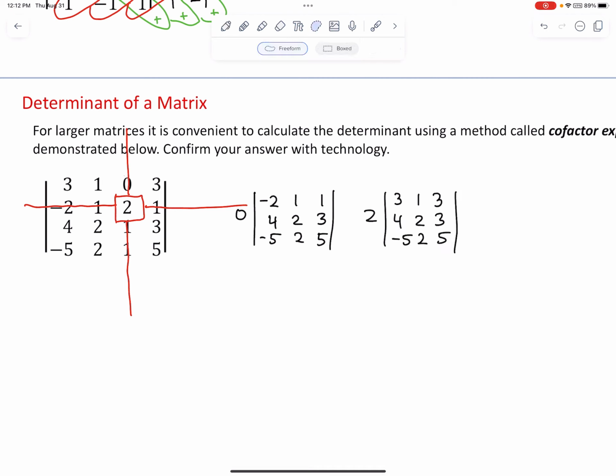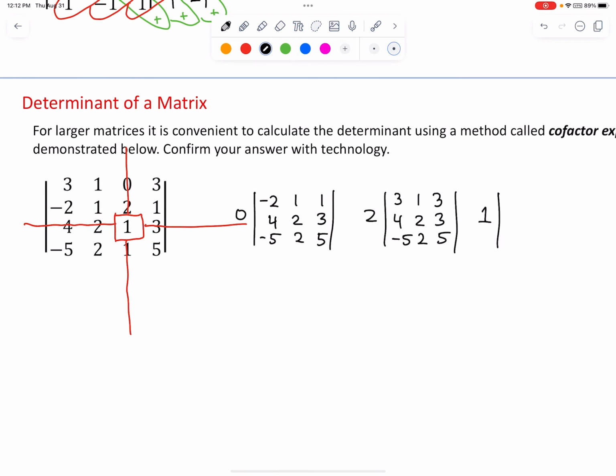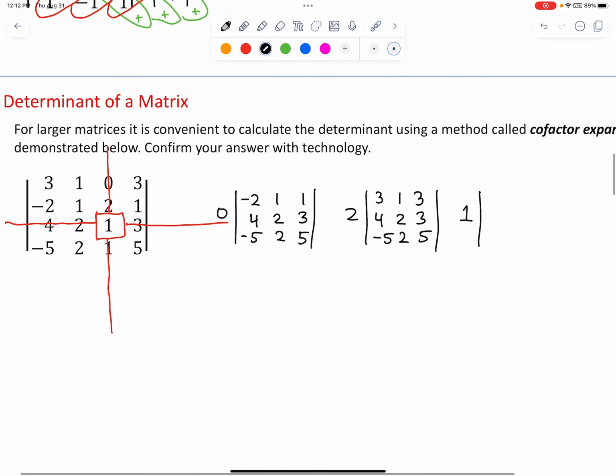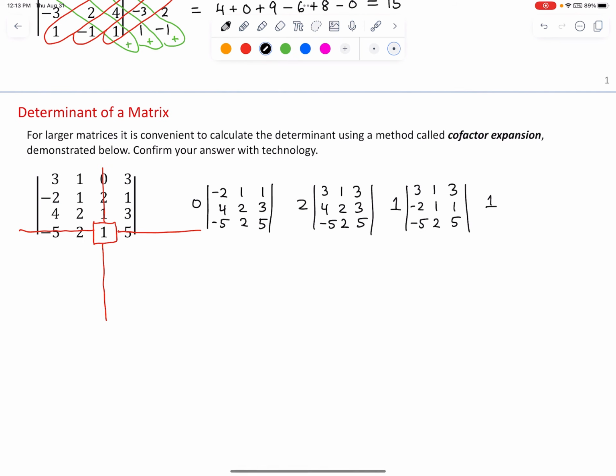And we continue to move down this column. So now target that 1. 1 times, and then the 3 by 3 matrix that's not currently crossed out is 3, 1, 3, -2, 1, 1, -5, 2, 5. And one more time, cross out that last one as well. 1 times a 3 by 3 matrix not currently crossed out, 3, 1, 3, -2, 1, 1, and 4, 2, 3.